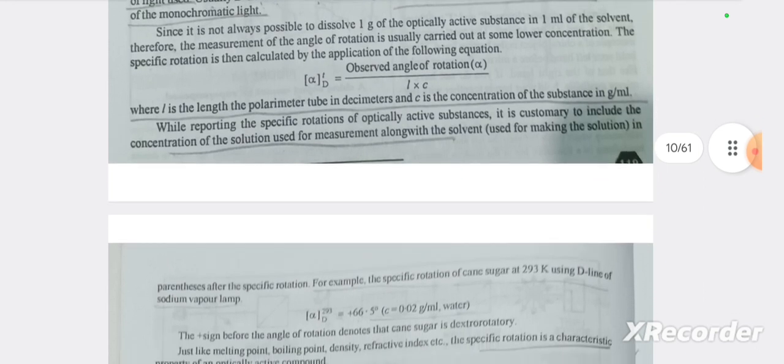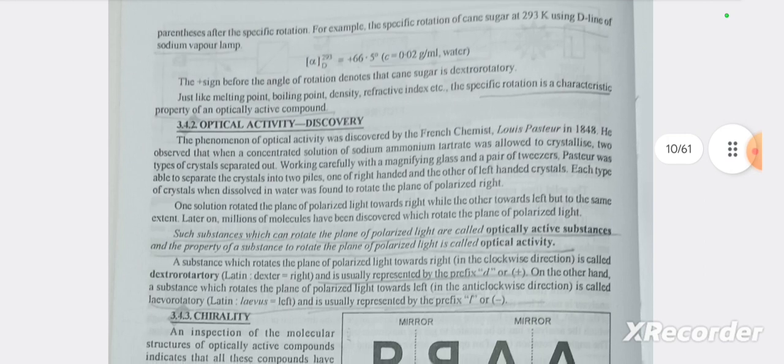The specific rotation is then calculated by the application of the following equation. Alpha D T equals the observed angle of rotation alpha divided by L times C, where L is the length of the polarimeter tube in decimeters and C is the concentration of the substance in gram per milliliter. While reporting the specific rotation of an optically active substance, it is customary to include the concentration of the solution used for measurement along with the solvent used for making the solution in parentheses after the specific rotation.